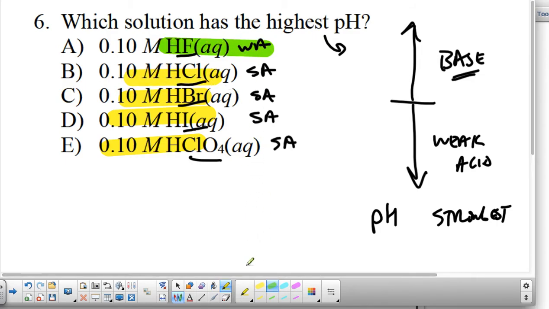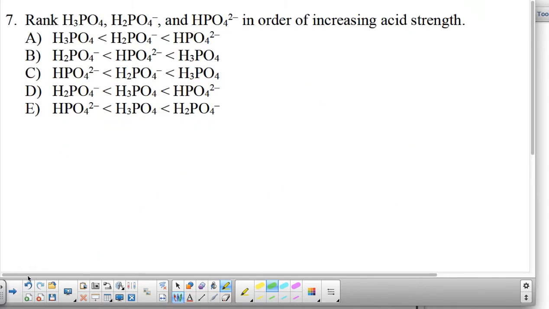Therefore, HF would only break apart a little bit. So its pH, since it's a weak acid, would be higher. And that's what it's asking you. Number 7 says rank the following of these in order of increasing acid strength.